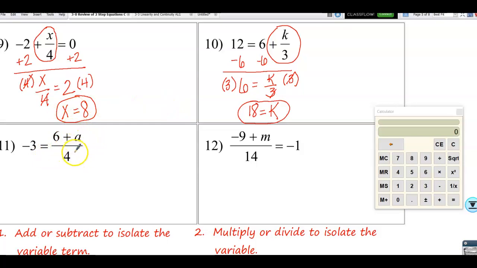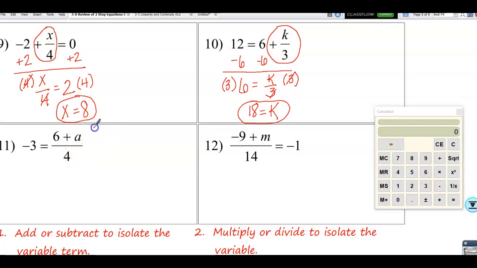Okay, these are an oddball. These are actually two-step equations, but they're solved in reverse order, okay? The reason being that we have this expression with the variable in the numerator, and before we can do anything to solve that, we have to get rid of the denominator. So our first step is not adding or subtracting in this case.